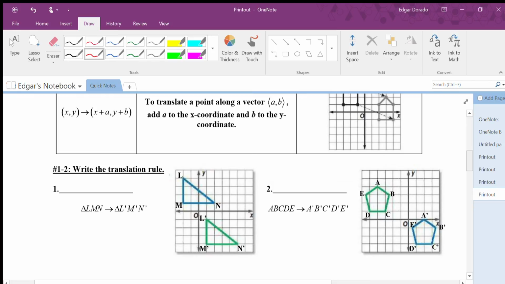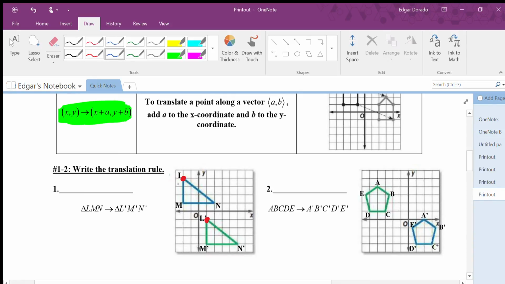It says write the translation rule. So we're going to have to write a rule kind of like what we had up here, but with the right numbers to show in what direction we're moving. Let's take a look at this. We're looking at triangle LMN to triangle L prime M prime N prime. Remember what we said, a translation moves every single one of our points in the same direction and the same distance. So why don't we take a look at point L? From L to L prime, we went in what two directions? Let's see.